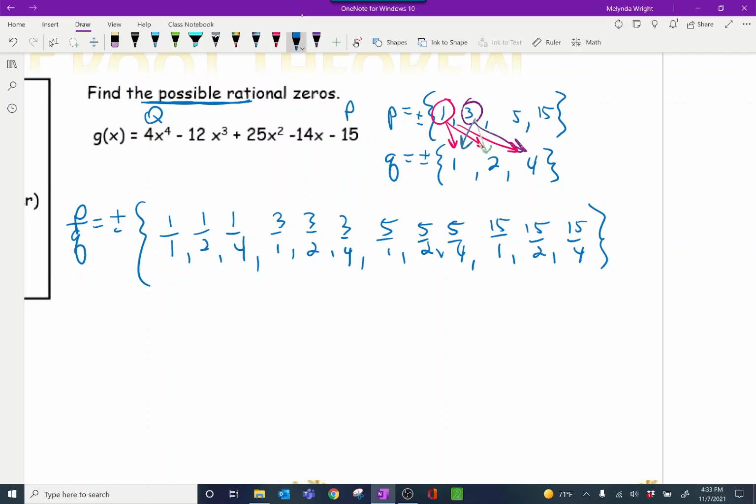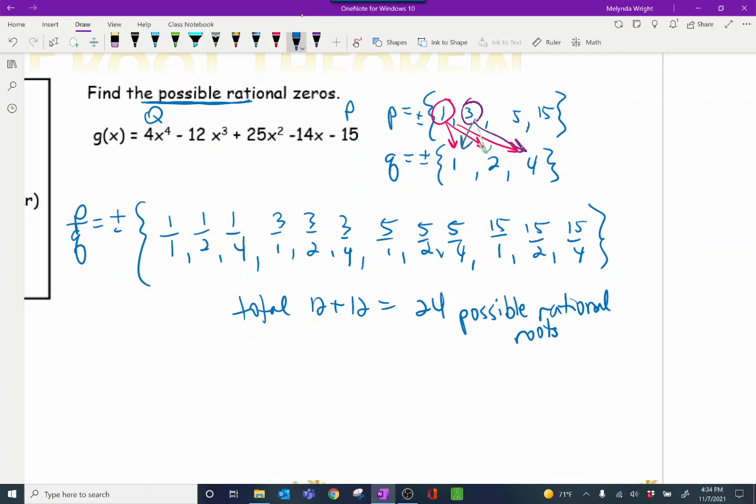So I have 1, 2, 3, 4, 5, 6, 7, 8, 9, 10, 11, 12. 12 positive and 12 negative would give me a total of, what, 24 possible rational roots. Now that's just the technique on how to find what all the possible ones are. In the next example, we're going to actually use this technique to find p over q. Then we're going to actually test them out.